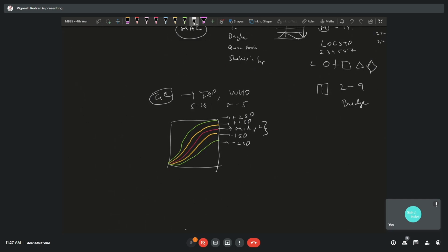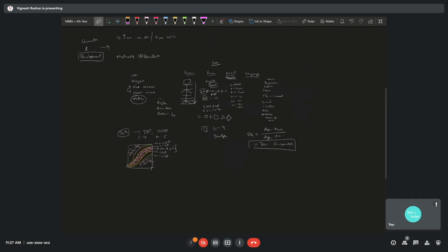This is usually considered as normal. Within this, I'll highlight it in pink color. When any of the baby's measurements are within this area, it is usually normal. When it goes beyond this area, it's abnormal and it needs workup. So when they ask anything about growth or development, you can mention all of these points. These are basic for your practicals and your theory.